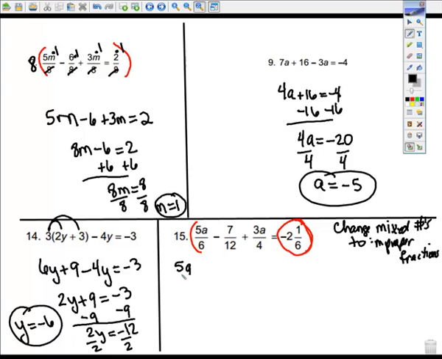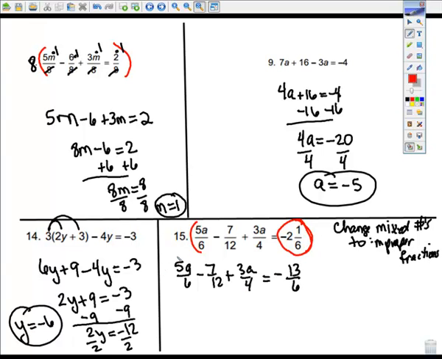So I have 5a over 6 minus 7/12 plus 3a over 4 equals negative 2 1/6. You take the absolute value when you're making it an improper fraction, so it's negative. 6 times 2 is 12 plus 1 is 13. 13/6. So I don't say 6 times negative 2. It's 6 times 2 plus 1.